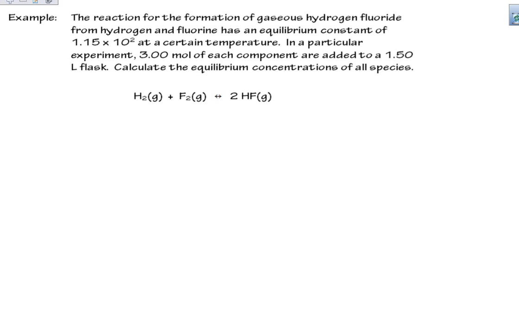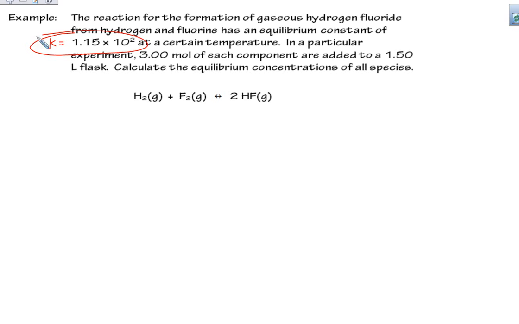So we've got this equation. We are forming gaseous hydrogen fluoride from hydrogen and fluorine gases. We have an equilibrium constant of 1.15 times 10 to the second. So that's K. So we can make a note: K equals, there's our constant, at a particular temperature. In this experiment, 3 moles of each component are added to a 1.5 liter flask. Calculate the equilibrium concentrations of all species.